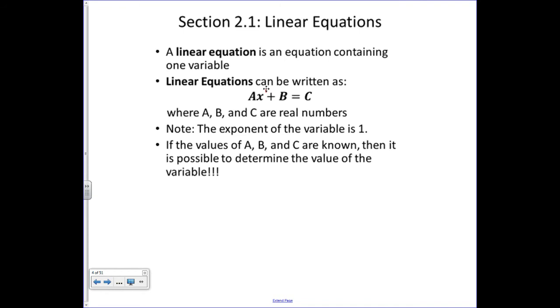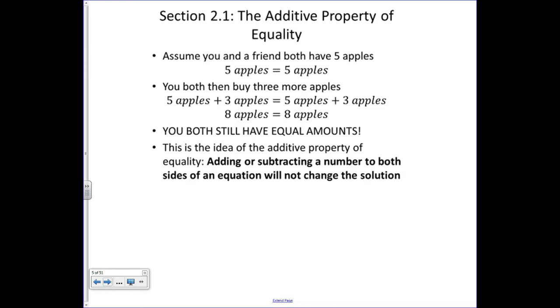So if we know the values of a, b, and c, if they're numbers that we know what they are, then it's possible to determine the value of x. And to do that, we're going to use what's called the additive property of equality.